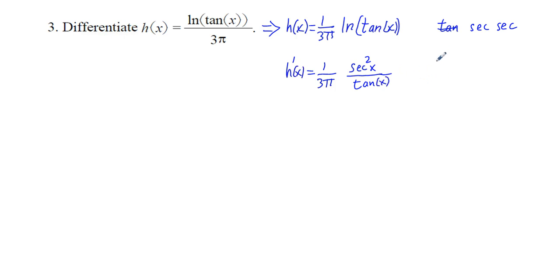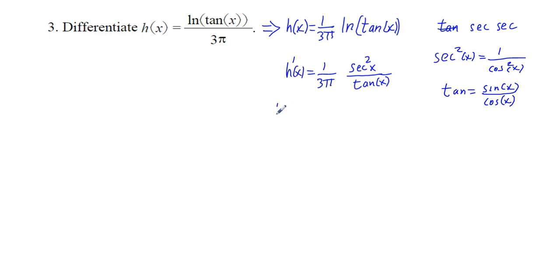Okay, secant squared x equals 1 over cosine squared x, and tangent x equals sine x over cosine x. So we're just going to apply this.